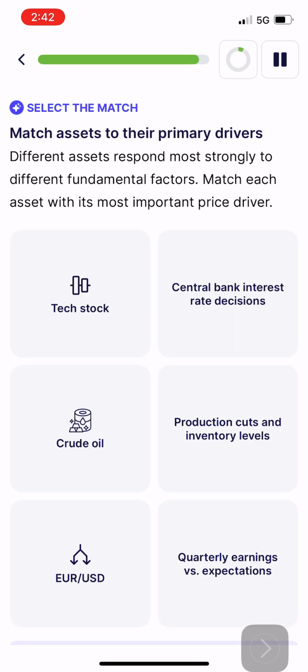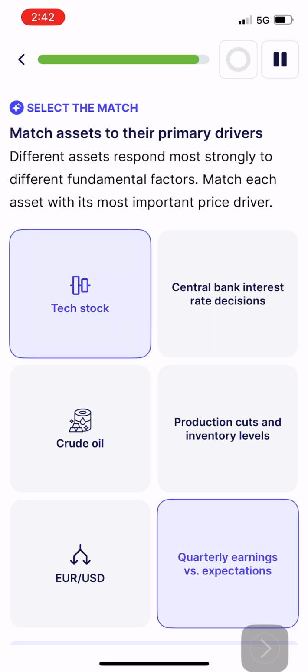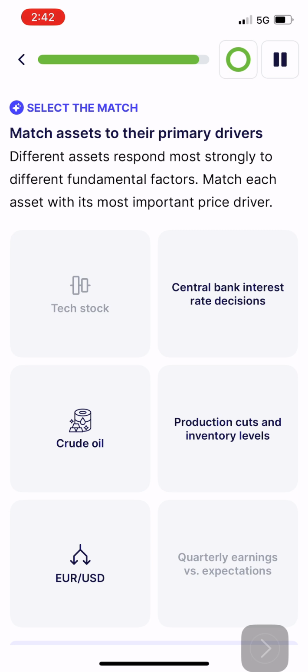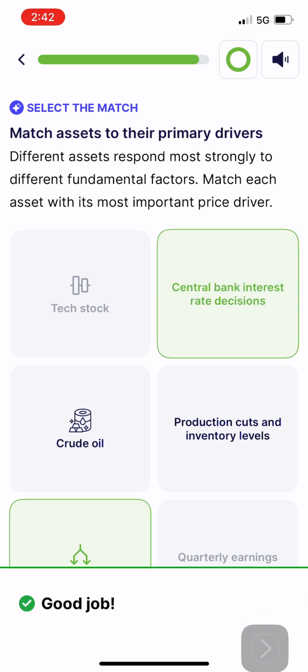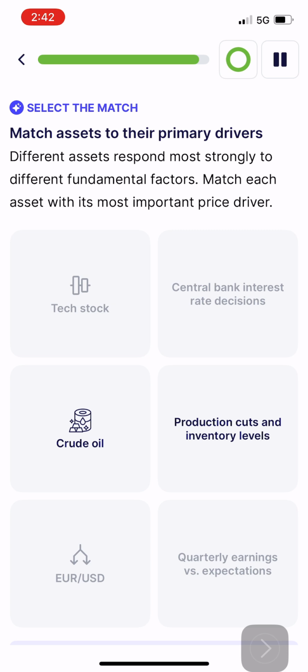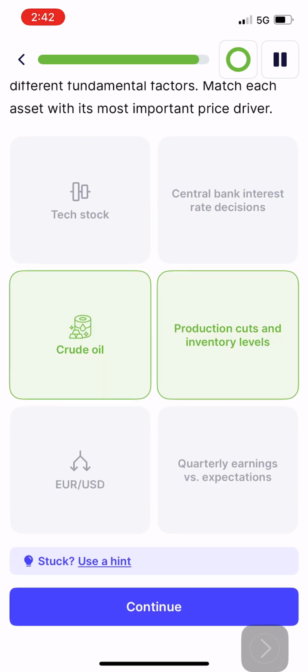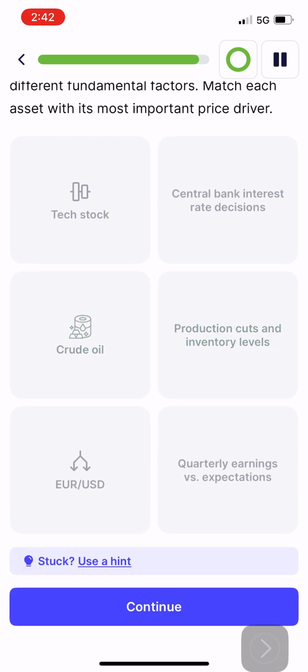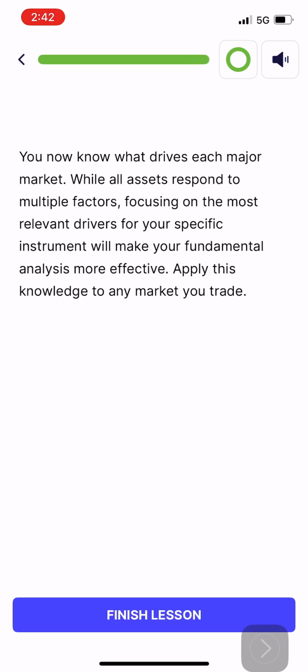Knowledge check. Match assets to their primary drivers. Different assets respond most strongly to different fundamental factors. Match each asset with its most important price driver. You now know what drives each major market. While all assets respond to multiple factors, focusing on the most relevant drivers for your specific instrument will make your fundamental analysis more effective. Apply this knowledge to any market you trade.